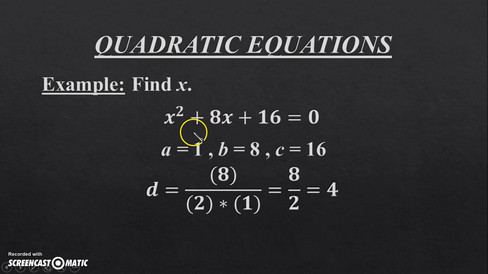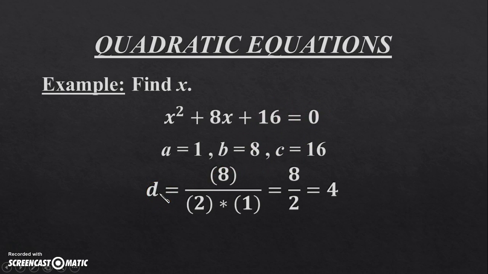So, in this case, we are trying to find x. So we're going to let x squared plus 8x plus 16 equals 0, where a equals 1, which is right here, b equals 8, which is right here, because b is normally here, and c equals 16, which is right here. It's just one constant. And we set that whole thing equal to 0.